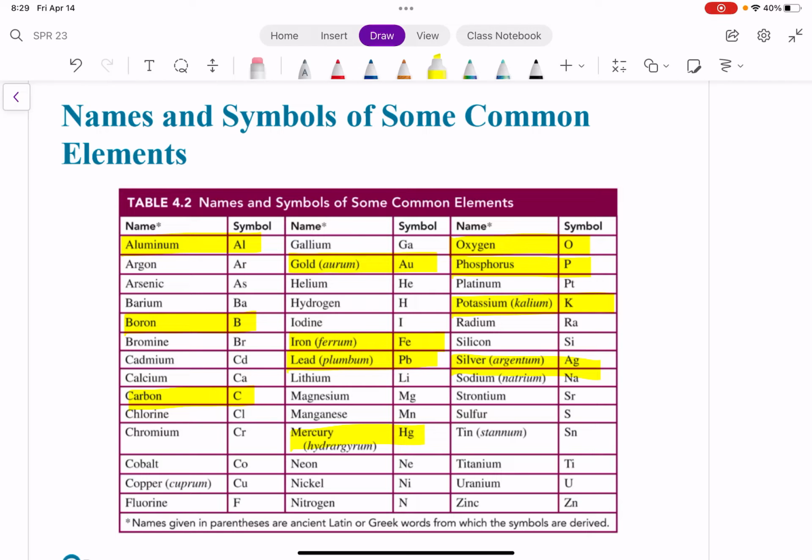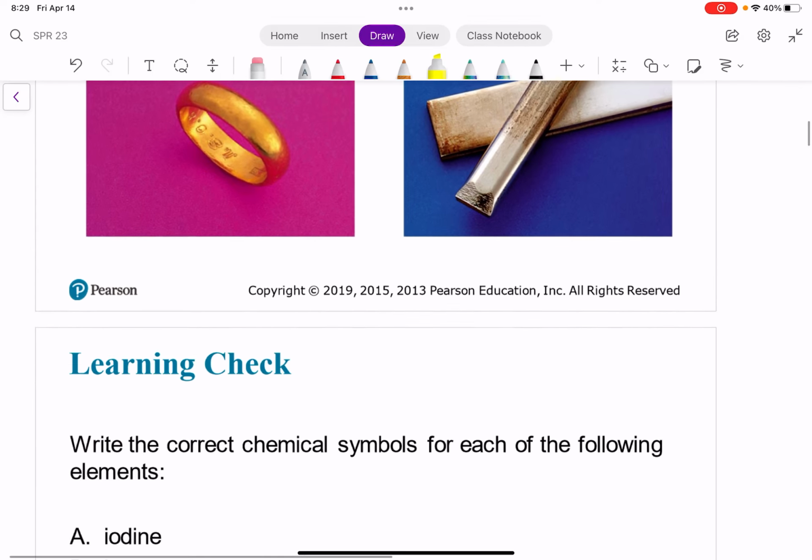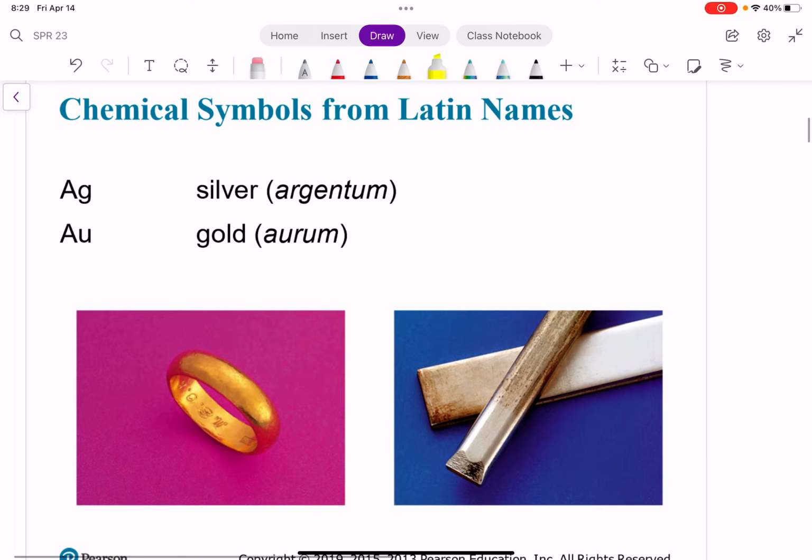Especially iron in lab, the first couple times you look for it on the periodic table, you're gonna be like, gosh, where is iron? I don't think it's on here. And then you're gonna eventually be like, okay, yeah, it's Fe. And then your brain will just remember. Here's another couple examples of Latin names.